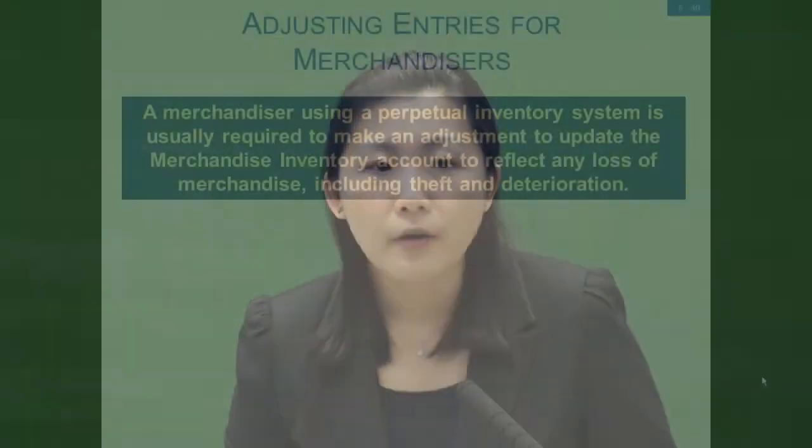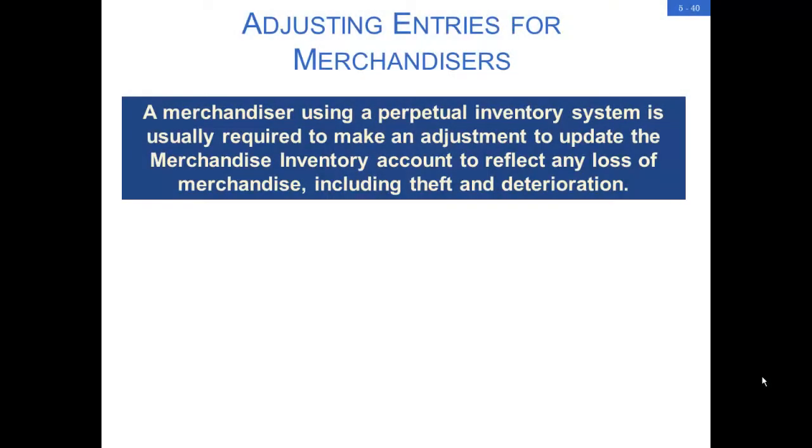Adjusting entries are generally the same for merchandising and service companies, including those for prepaid expenses, accrued expenses, unearned revenues, and accrued revenues. However, a merchandiser using a perpetual inventory system is usually required to make another adjustment to update the merchandise inventory account to reflect any loss of merchandise due to theft and deterioration.